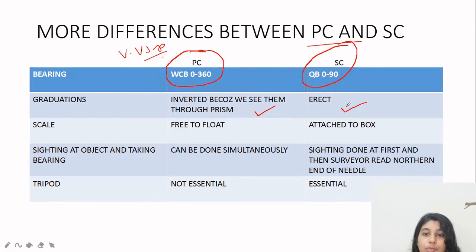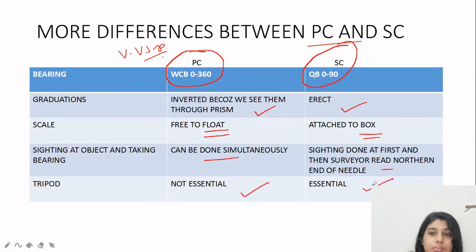And in scale, it is a free float scale seen in the prismatic compass, and it is attached to the box in the case of the surveyor's compass. Sighting an object and taking the bearing can be done simultaneously in the prismatic compass, but in the surveyor's compass, we have to do the sighting first, then the surveyor reads the northern end of the needle. Then the tripod is not essential in the case of the prismatic compass, but it is essential in the case of the surveyor's compass.